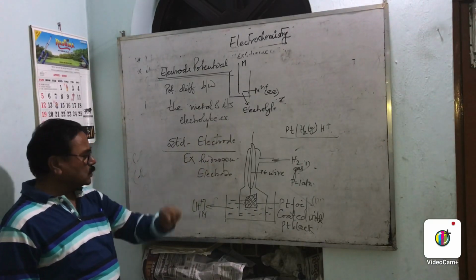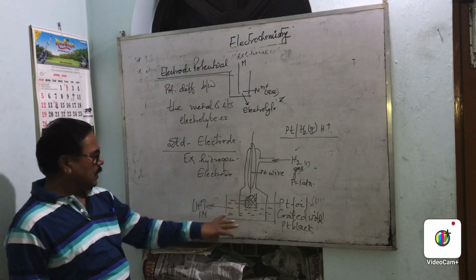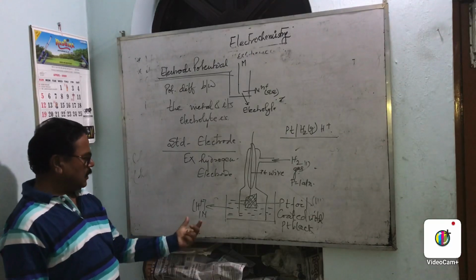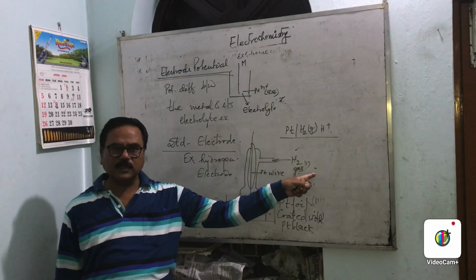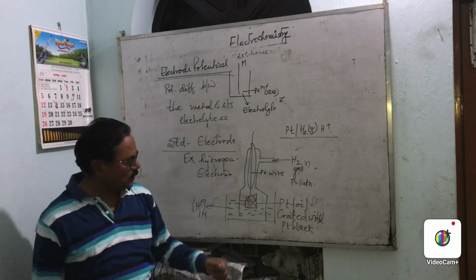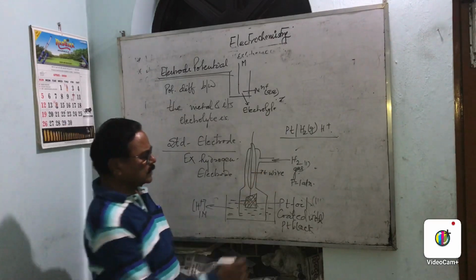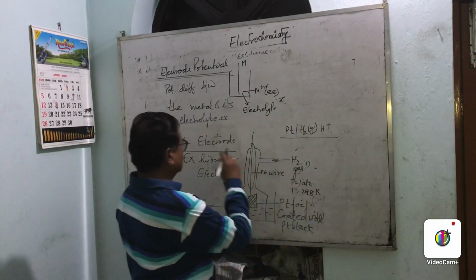Sometimes this is also written as, so this is the standard electrode and the example is the standard hydrogen electrode. Why is it called the standard? Because it is set up at a standard condition. And what are the standard conditions? The concentration is taken as 1 M and the hydrogen gas is passed at 1 atmospheric pressure, and the temperature is kept at 298 Kelvin, and that electrode is known as the standard electrode.